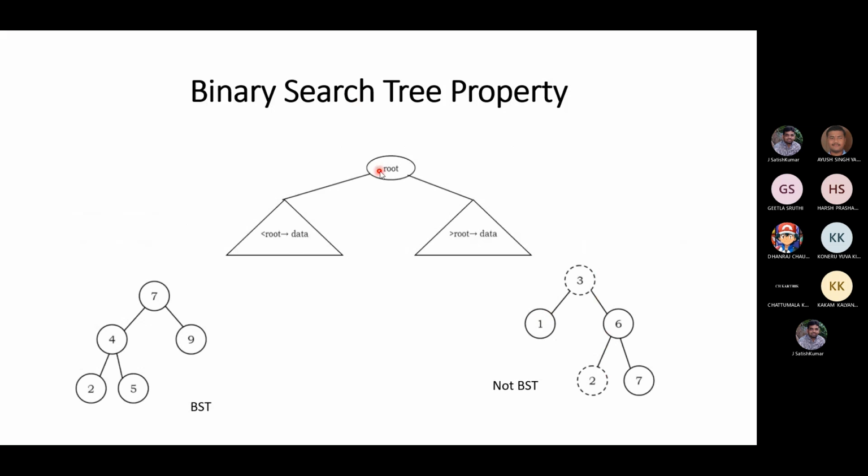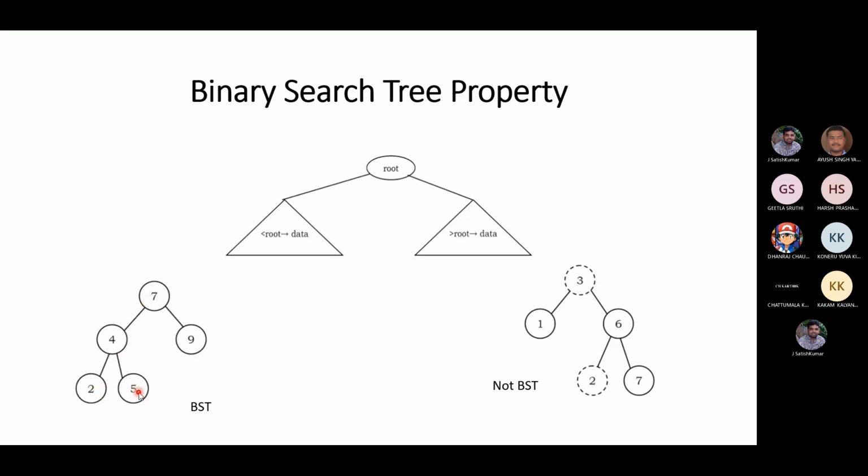For example, see, this is the root. On the left side, the data should be less than the root. On the right side, the data should be greater than the root. For example, 7 is the root. You see this, 4 is less than 7, but 9 is greater than 7. You take 4, 2 is less than 4, but 5 is greater than 4. But elements which are on the left side, all of them should be less than the root.